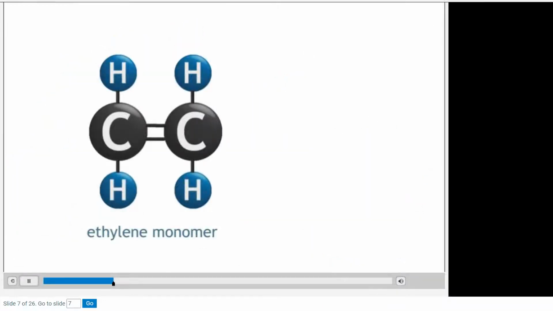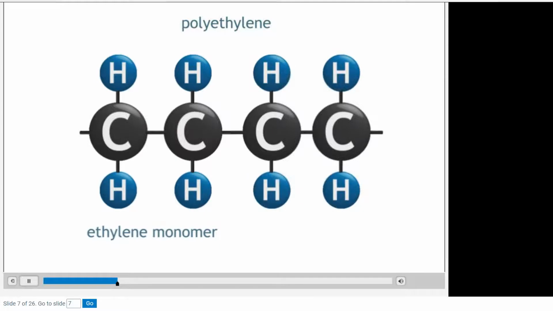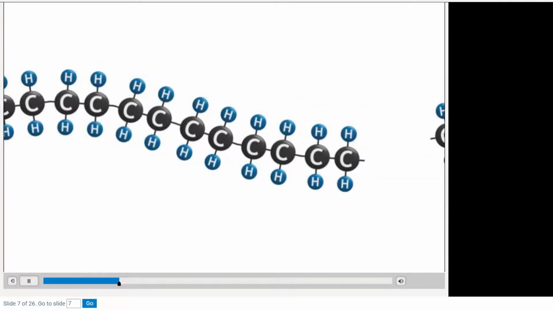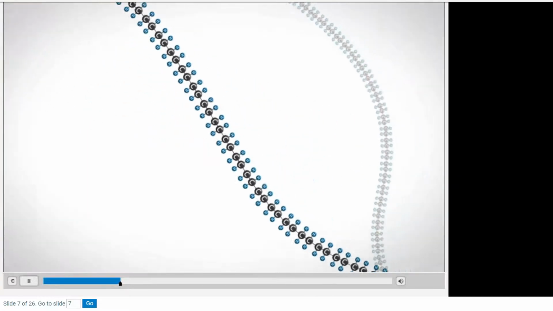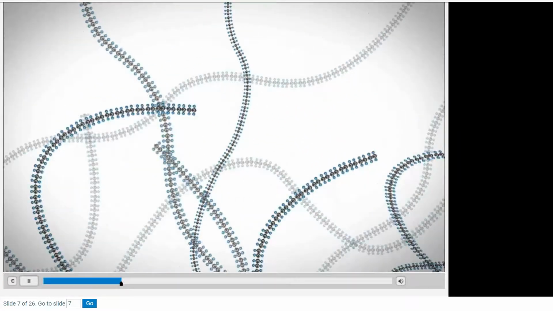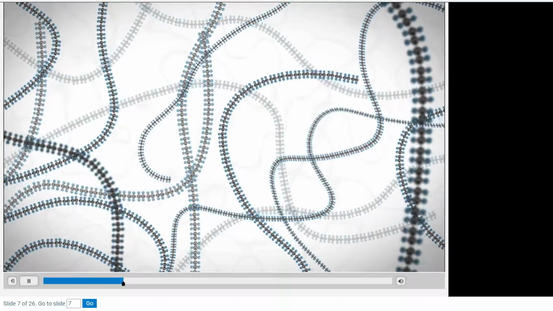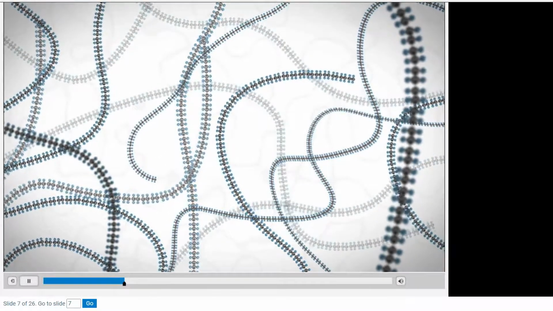The smallest building block of a polymer is called a monomer. Here you can see an ethylene monomer, which is used to create polyethylene by polymerization. Thousands or even hundreds of thousands of monomers are combined to build a monomeric molecular chain called a macromolecule. Molecular chains vary in length and shape, depending on the nature of the polymerization process.